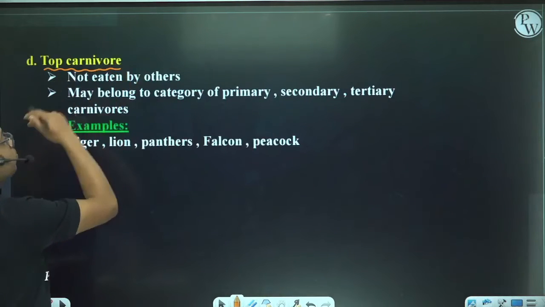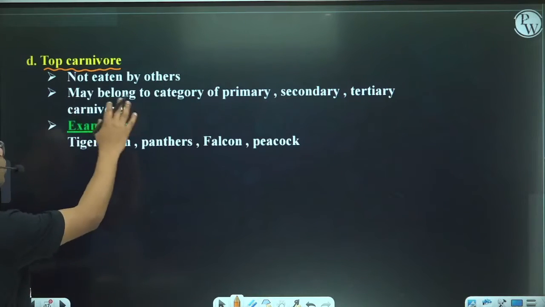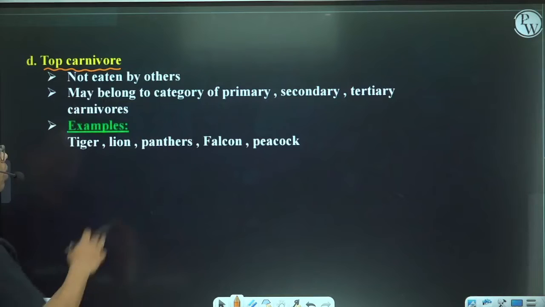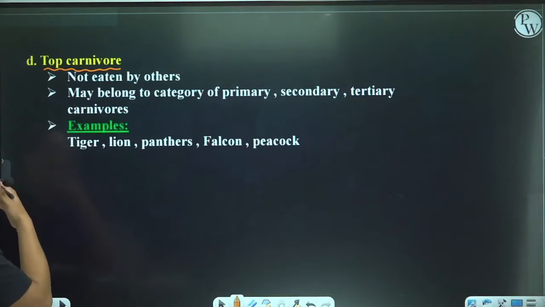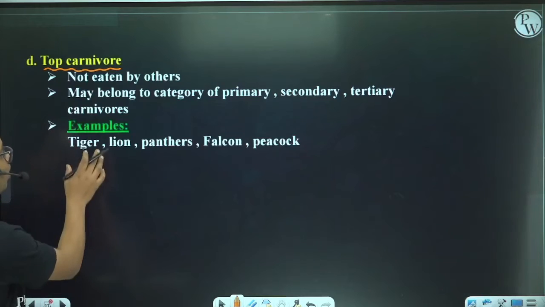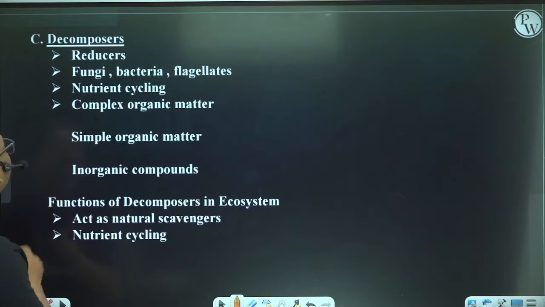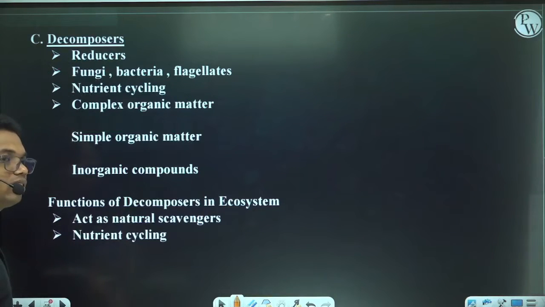Now the other consumer is top carnivore. These are those consumers which are not eaten by any other organism. They may belong to the primary, secondary, or tertiary carnivore, no problem. The examples of top carnivores are tiger, lion, panthers, falcon, peacock. Now what about the other component?